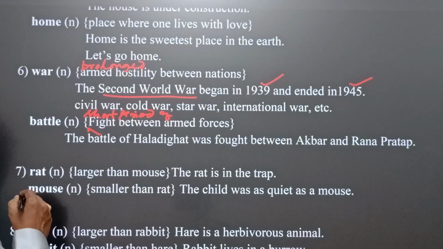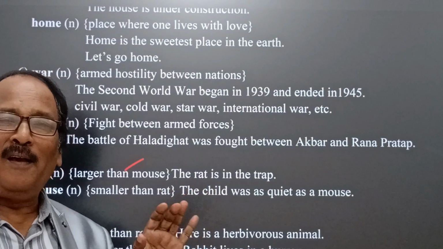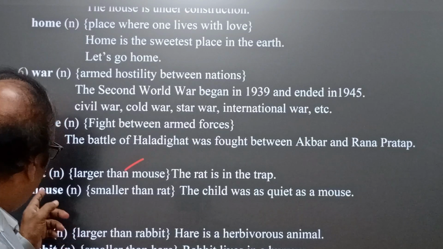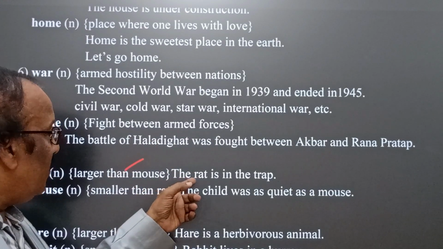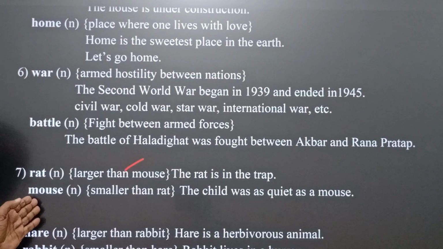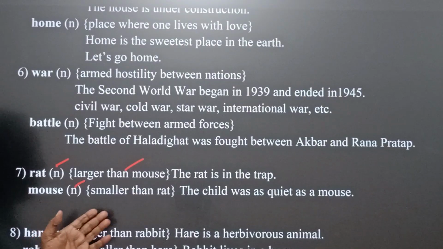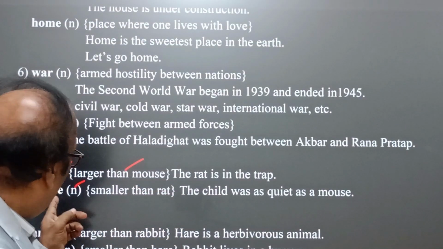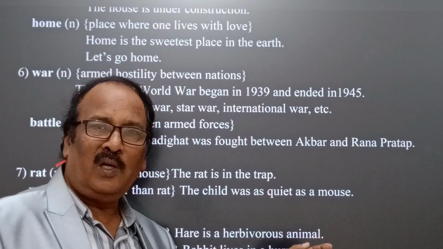Next come rat and mouse. Sometimes we also find a problem in distinguishing between rat and mouse. A rat is comparatively larger than a mouse and it is bulky, but on the other hand, a mouse is a noun smaller than a rat. The child was as quiet as a mouse.